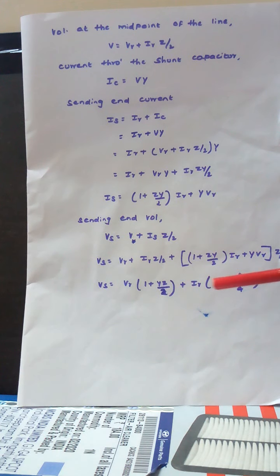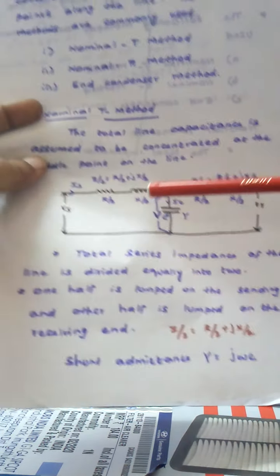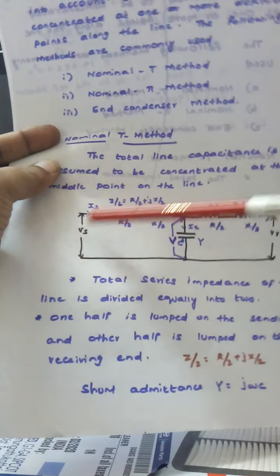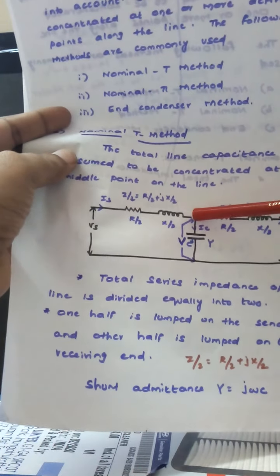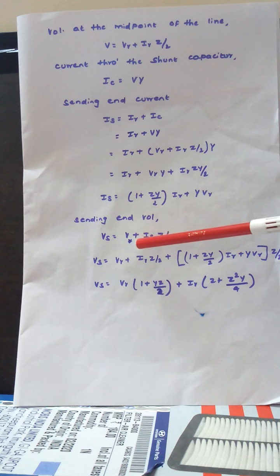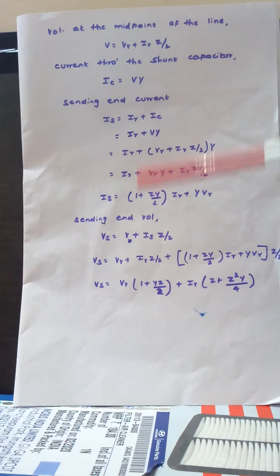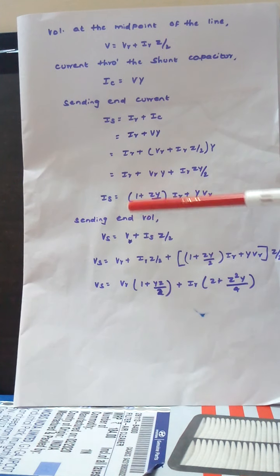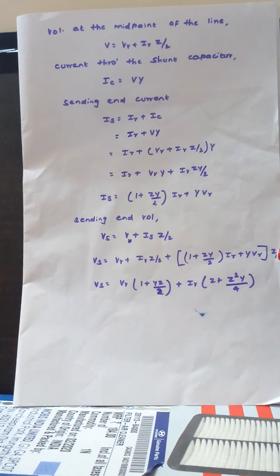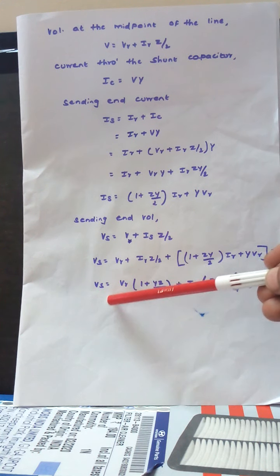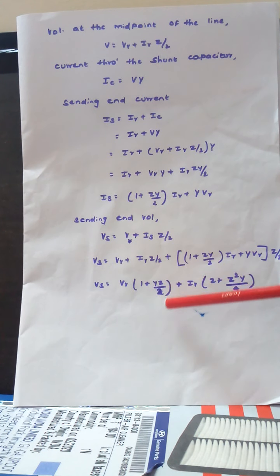Similarly we have to find out the sending end voltage. The sending end voltage Vs will be equal to this voltage V plus this drop here. So Vs equal to V plus Is into Z by 2. Already we know V is nothing but VR plus IR into Z by 2, and Is we substitute here, multiplied with Z by 2. If you multiply inside and write in terms of VR and IR, we get Vs equal to VR into (1 plus YZ by 2) plus IR into (Z plus Z square Y by 4).